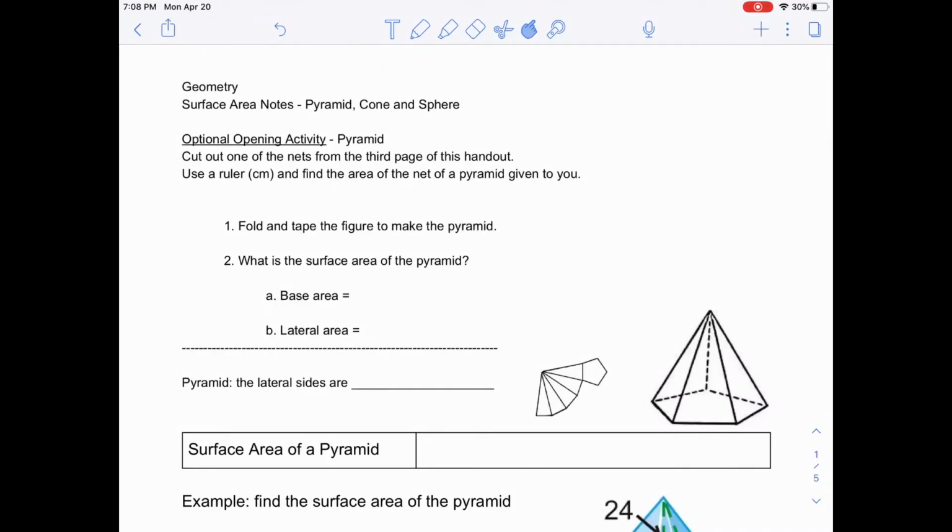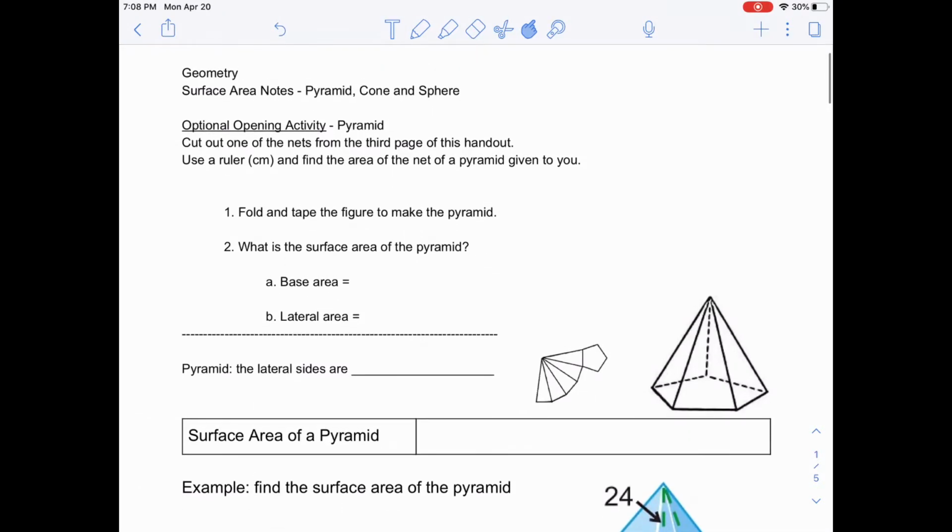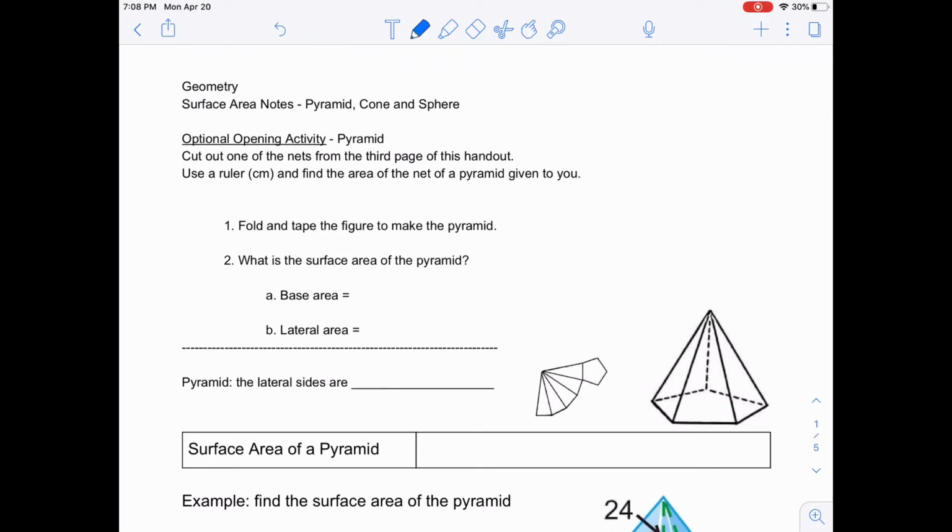So the objective for this lesson is to find surface area. In this lesson, what we'll talk about is pyramids and cones.